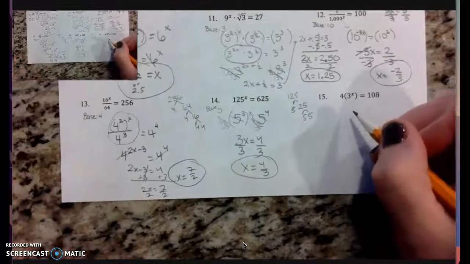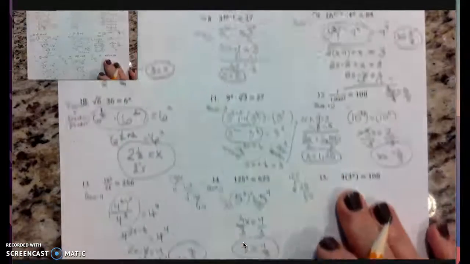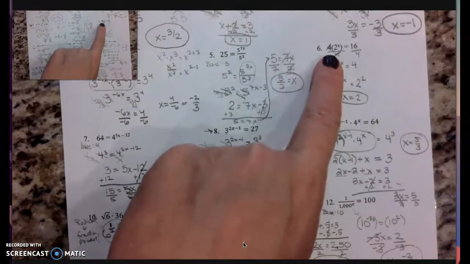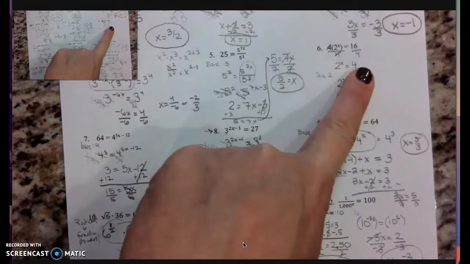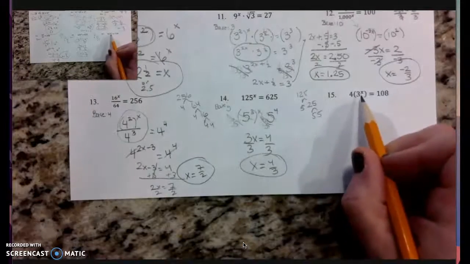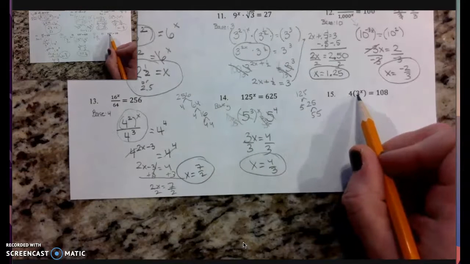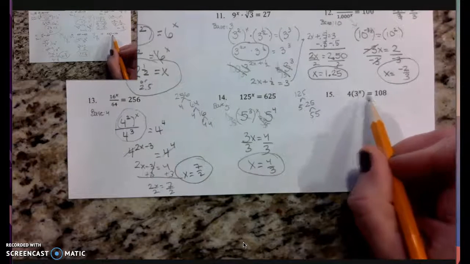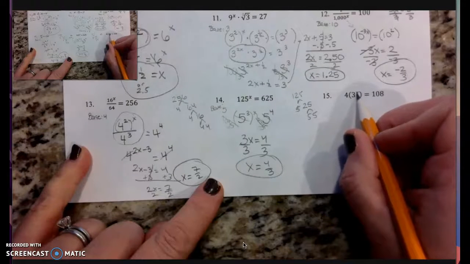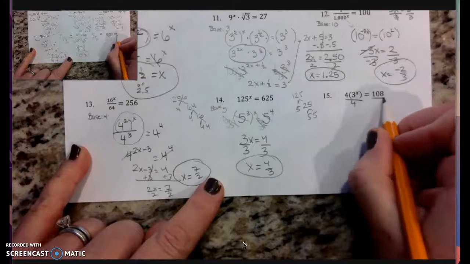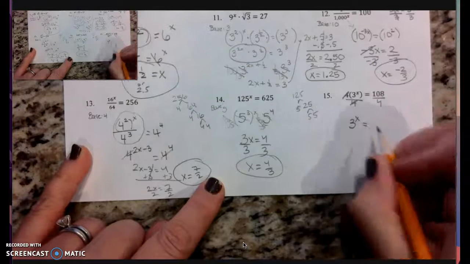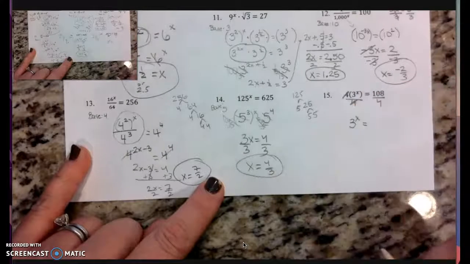And here comes 15. 15 is very similar to the one we did up here, number 6, when we said, okay, we could divide by 4 here, or we could have them both be the base of 2. In this situation, this is a base 3, and 4 will never be a base 3. 108 is neither a base 3 or a 4, so this one, because I'm solving for x, I'm going to divide by that 4 right off the bat. This one I didn't have a choice. This one I actually have to get rid of that extra 4 up front.